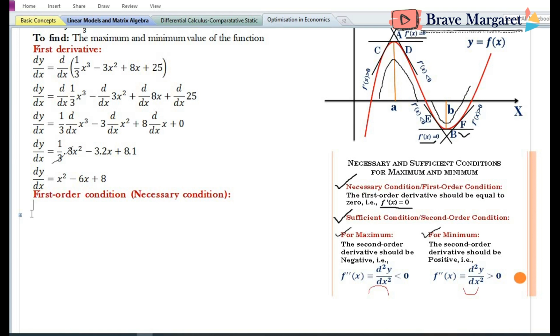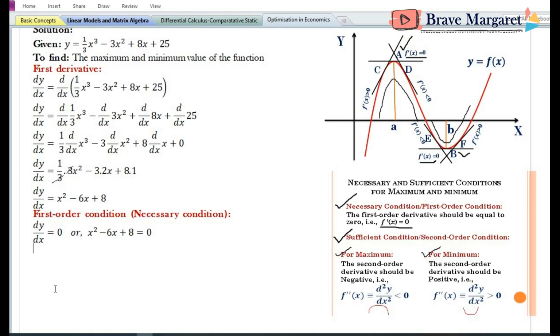According to the first order condition or necessary condition, for the existence of a maximum and minimum value of a function, the first derivative or first order derivative of a function should be equal to 0. That is, f prime x or dy by dx should be equal to 0, or in our case x squared minus 6x plus 8 should be equal to 0.